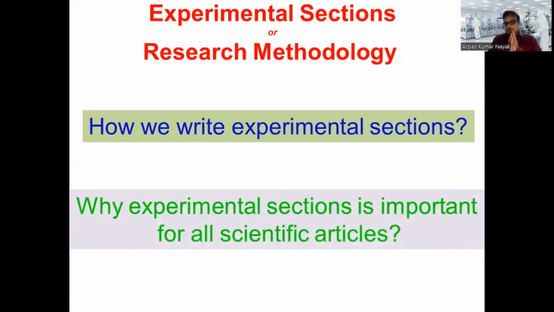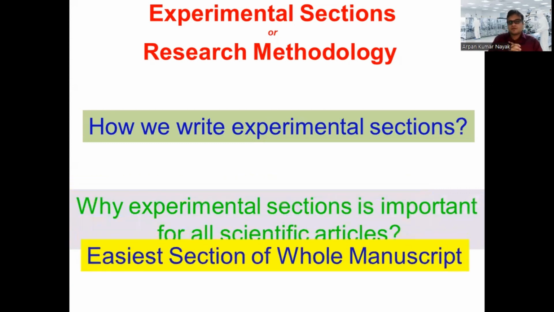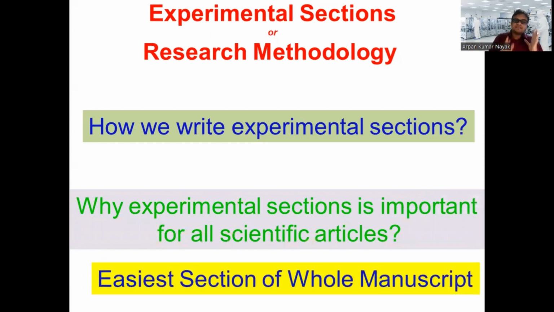So why this is important, we will discuss also later. And as I told, this is the easiest section of the whole manuscript. Before I start this experimental section, I want to clear one thing. This section, the experimental section or research methodology, is the key part of your whole manuscript. Why I call it the key, I want to explain.